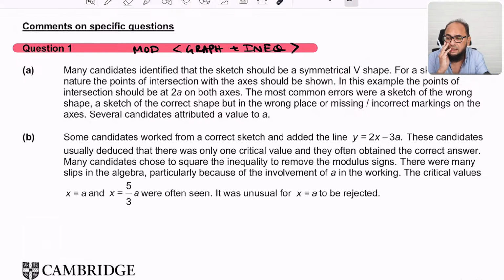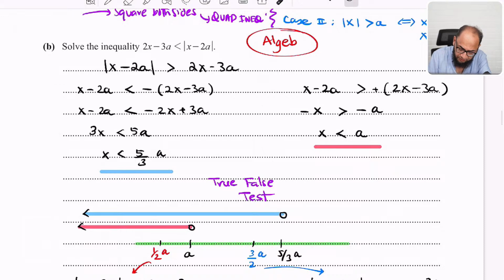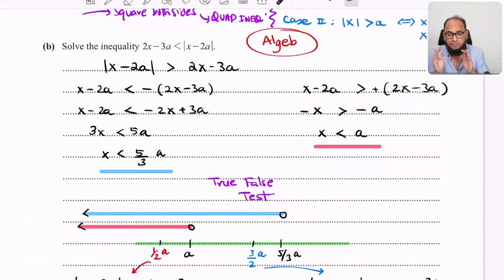Someone asked this question, how is x less than a? When you solve this, x minus 2a is greater than 2x minus 3a. You take this on the other side, minus x is greater than minus a. Get rid of the negative sign. That is one confusion that people do have, that since there is a negative sign on both sides, the minus cancels out. Yes, the minus does cancel out, but the inequality flips.